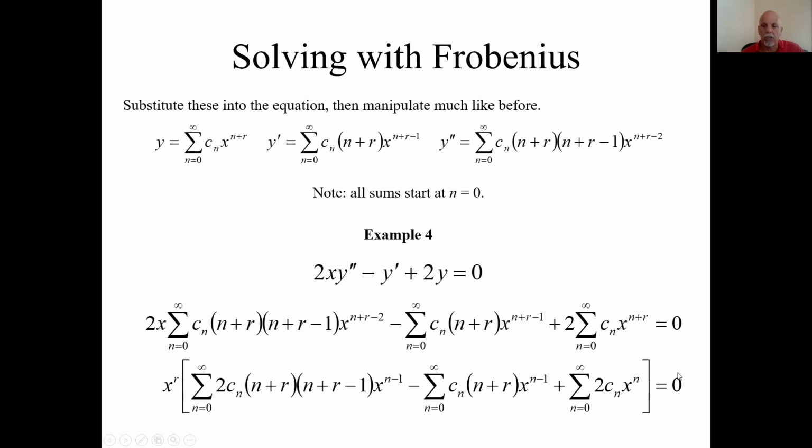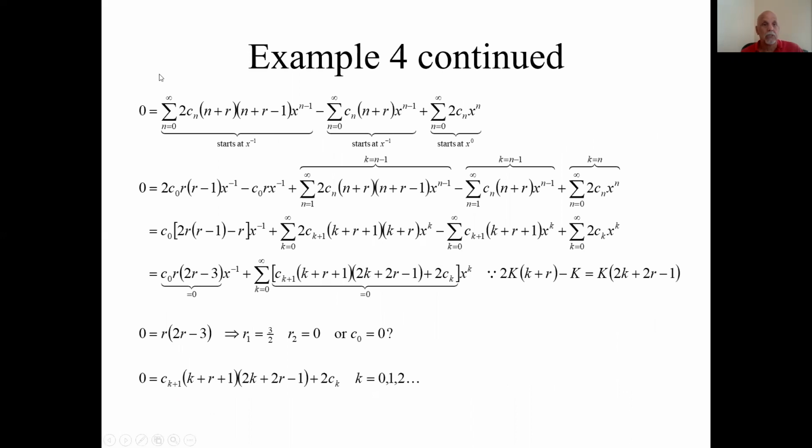And now, because it all equals 0, what's in brackets here equals 0. And I can get rid of this x to the r term, quit thinking about it for now. Once we put the solution together, we have to remember to bring it back in. So what's in brackets here is going to equal 0. That's where we're left.